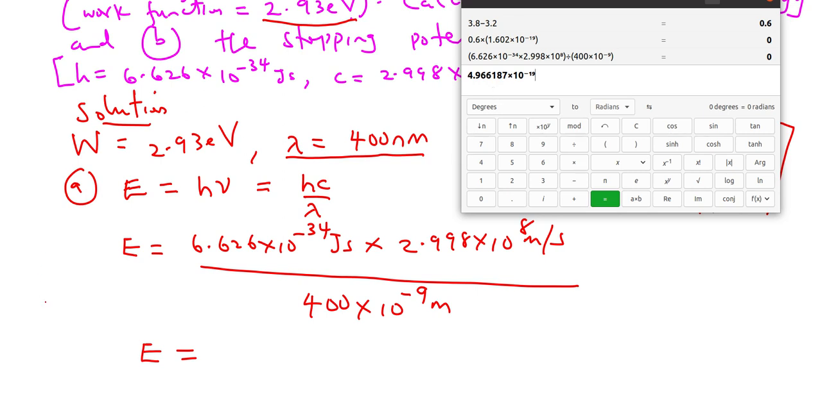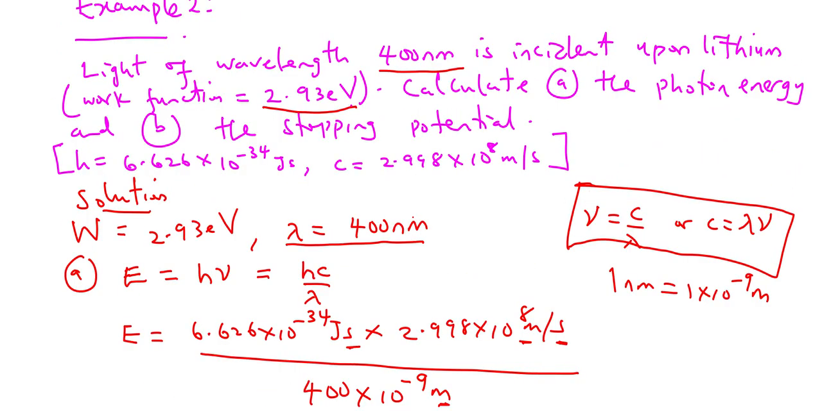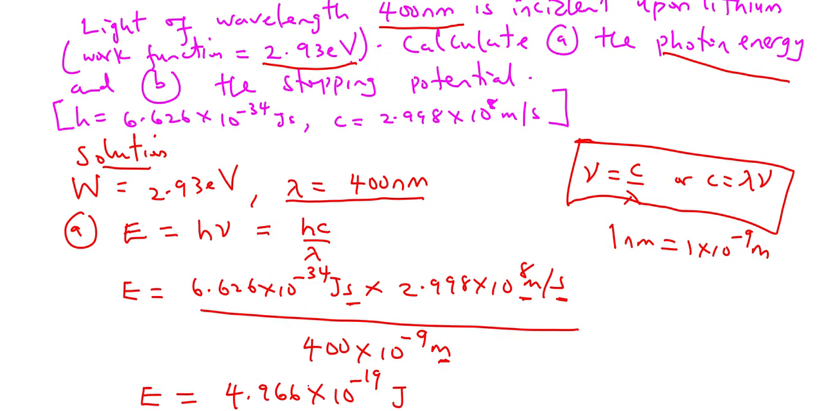So 4.966 times 10 raised to power minus 19 joules. Why joules? The second will cancel the per second, and the meter will cancel the meter, so you'll be left with joules. Now that is the A part. The A part says calculate the photon energy. So the photon energy is 4.966 times 10 to the minus 19 joules.